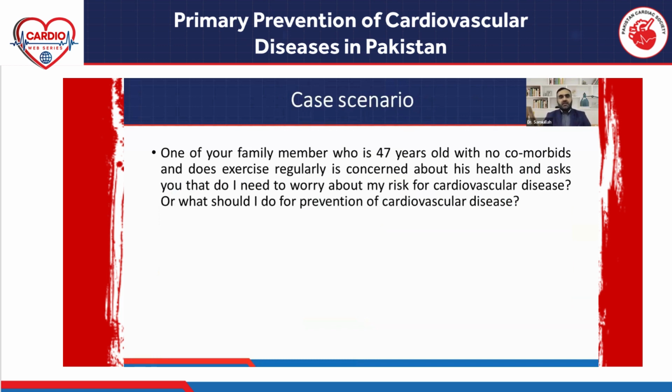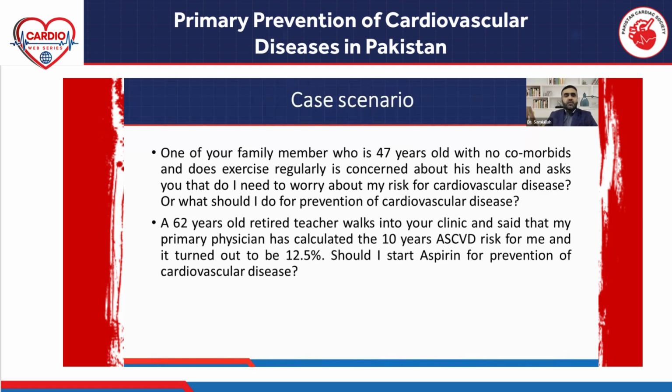Let's have a look at some scenarios. This is our day-to-day routine life; we come across these scenarios in our OPDs. One of your family members, who is 47 years old with no comorbids and exercises regularly, is concerned about his health and asks you, do I need to worry about my risk for cardiovascular disease? Or he asks, what should I do for the prevention of cardiovascular diseases?